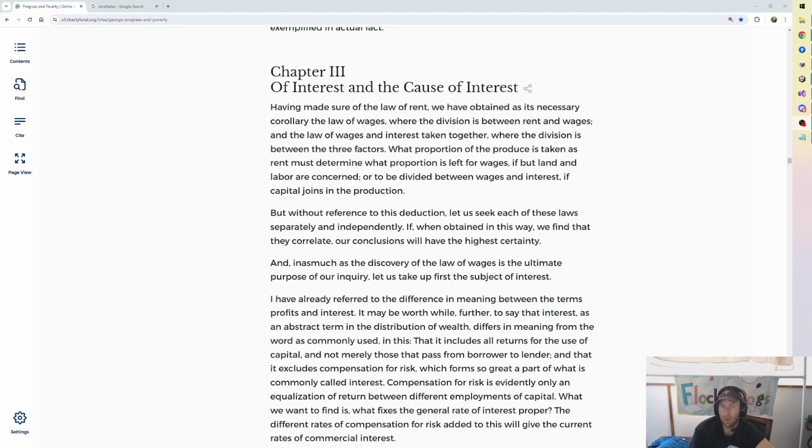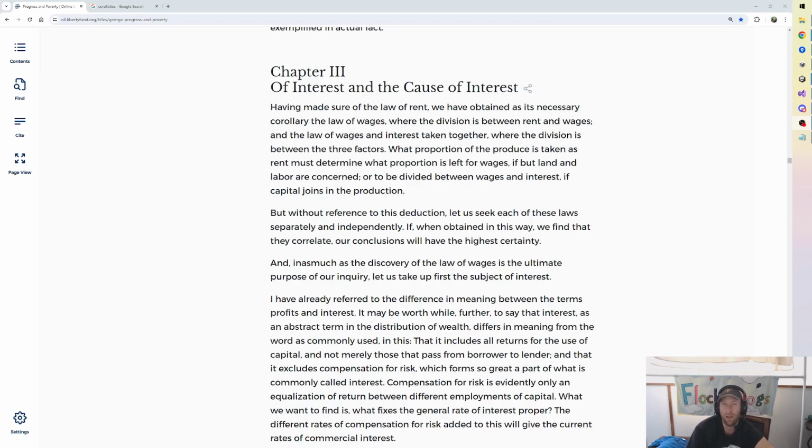We now start a new chapter, chapter 3 of book 3. Chapter 3 is titled Of Interest and the Cause of Interest. We know that interest is the return to, what do you think? Is it the return to labor, or is it the return to land, or is it the return to capital? If you chose option 3, capital, you win. Ding, ding, ding. All right, let's learn even more.